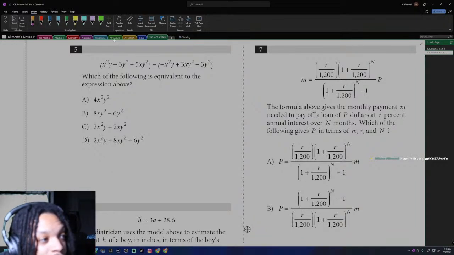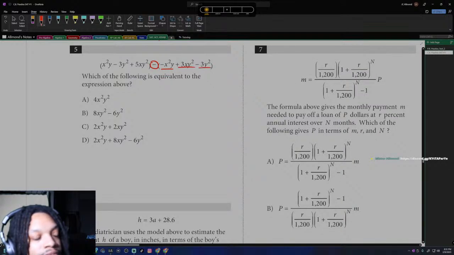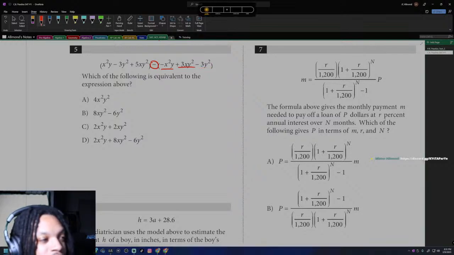All right, number 5. Which of the following is equivalent to the expression above? As I look at said expression, they're trying to trick you with the minus a whole quantity. You're subtracting. Basically, you're distributing this minus sign. That's one way you could think of it. Or you can think of it like you're subtracting each individual term. So it's not just minus and then just copy everything. You have to subtract individually.